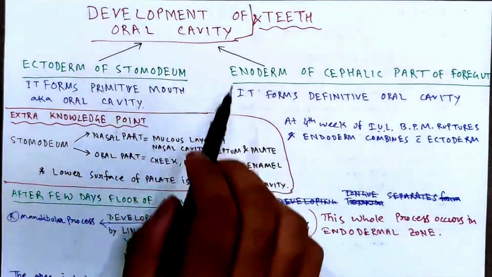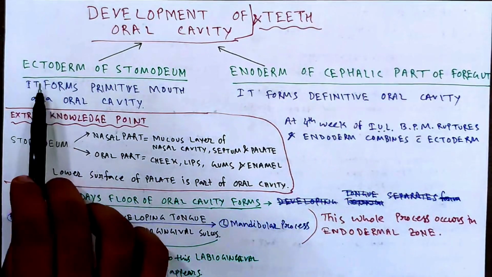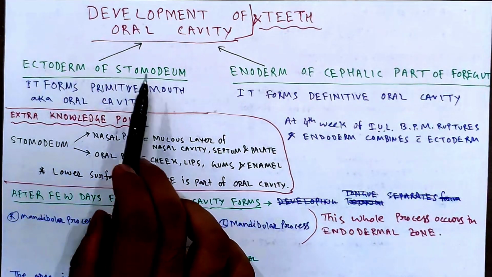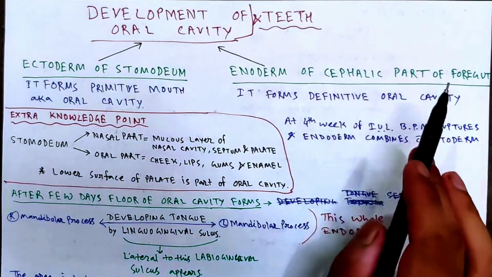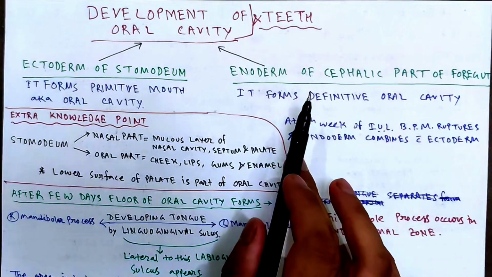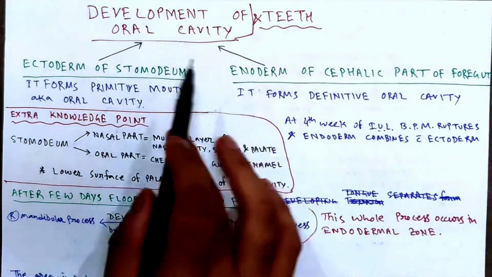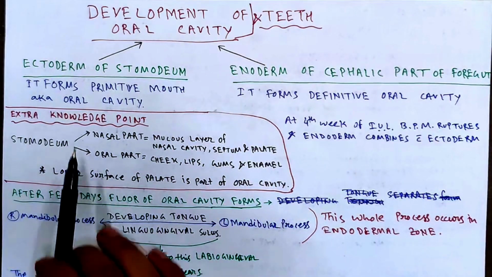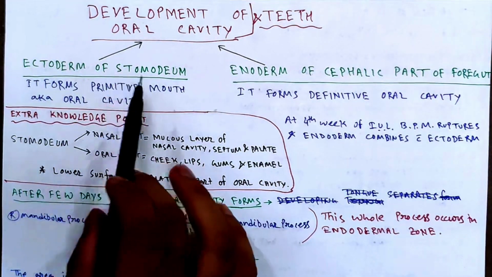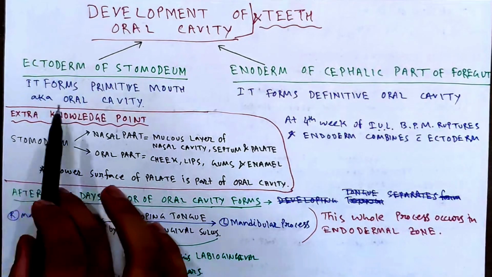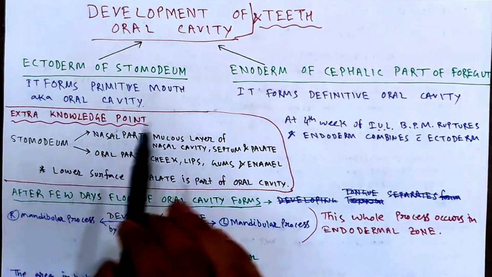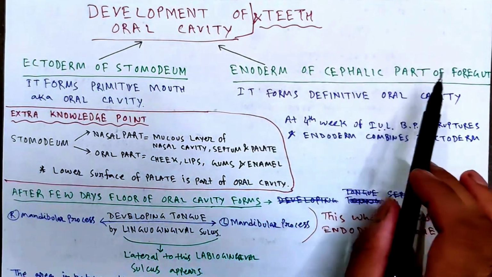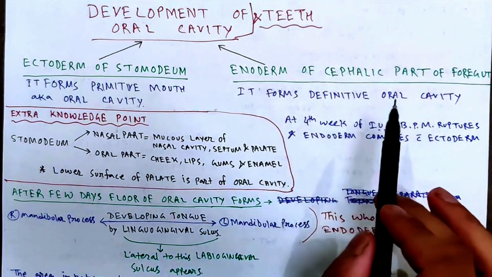So how our oral cavity forms, you have to understand. First of all, the ectoderm of the stomodeum and the endoderm of the cephalic part of the foregut: these two structures form our overall oral cavity. Now this ectoderm of the stomodeum forms the primitive mouth, which is also known as the oral cavity, and the endoderm of the cephalic part of the foregut forms the definitive oral cavity.